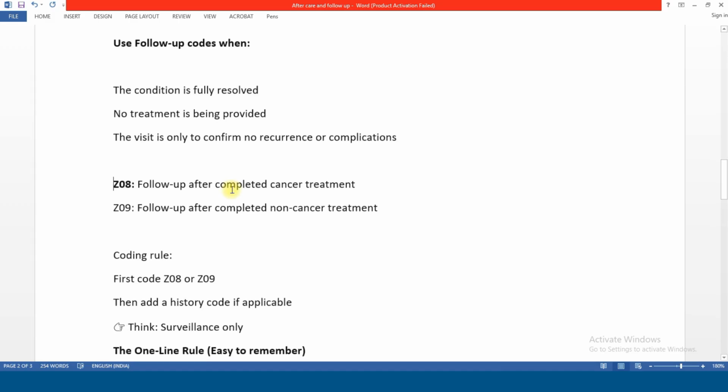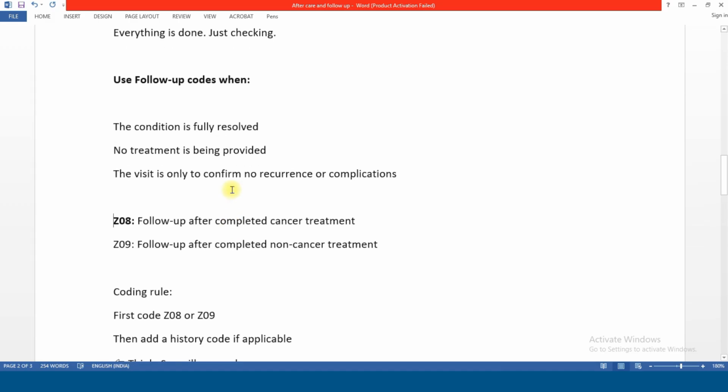In ICD-10-CM we have two codes for follow-up. One is Z08, follow-up after completed cancer treatment. Next is Z09, follow-up after completed non-cancer treatment. In follow-up also, you need to check two codes.